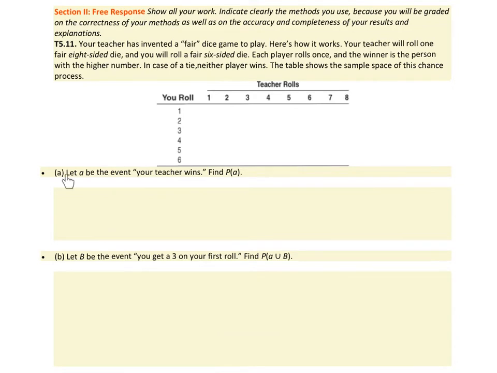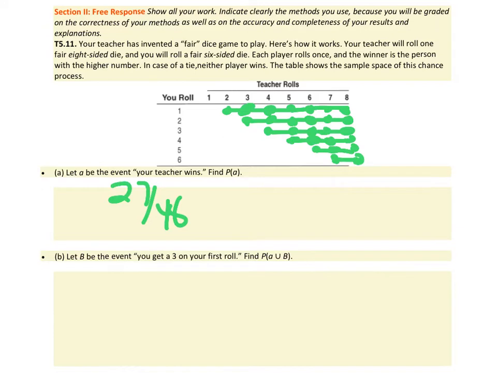Letter A. Let A be the event your teacher wins. Find the probability your teacher wins. So I'm just going to go to this table and actually highlight the points where the teacher's roll is higher than the student's and then add them up. And if you're going to do that, you're going to count that there's 27 out of 48 that work.